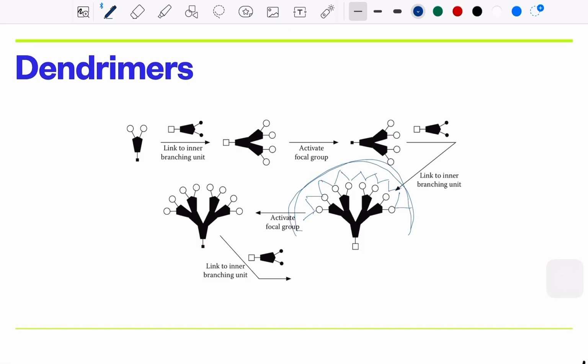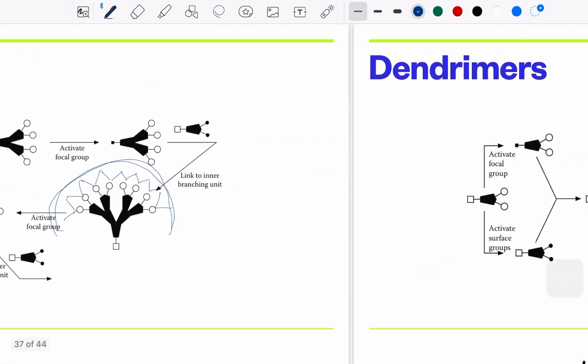The best way to think of dendrimers is that we can make the surface here with certain functional groups, and then the inside is a different kind of functional group, and that will be a good approach to surface chemistry. That's really a good way, the dendrimers.